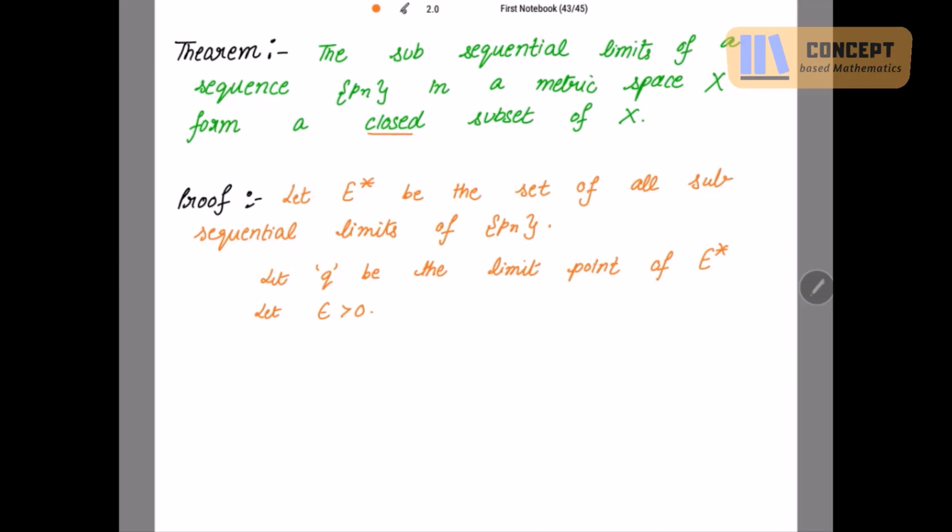Since Q is the limit point of E star, therefore there exists a neighborhood of Q. I'm taking the radius to be epsilon by 2. Therefore, this neighborhood of Q contains, by one more definition of a limit point, that every neighborhood of this point Q contains at least one point of E star other than this Q. So it contains at least one point of E star other than Q. Fine? Alright.